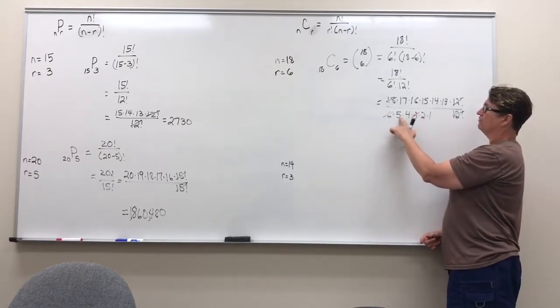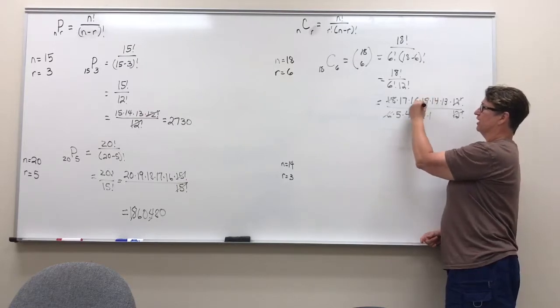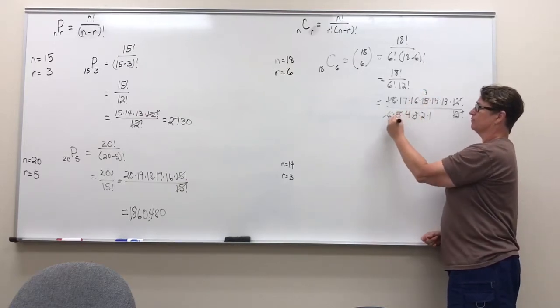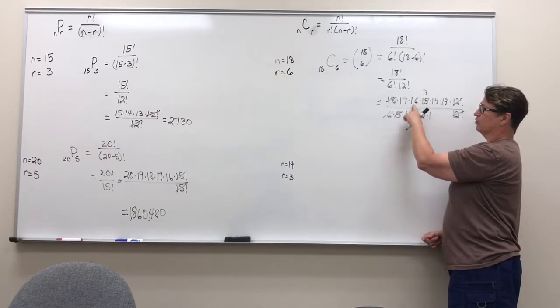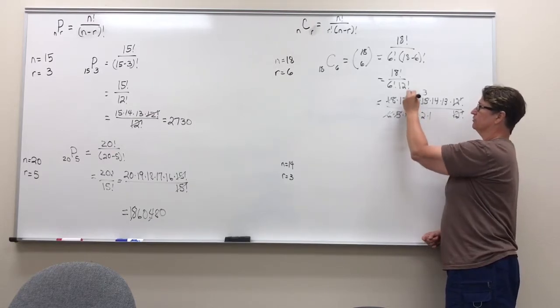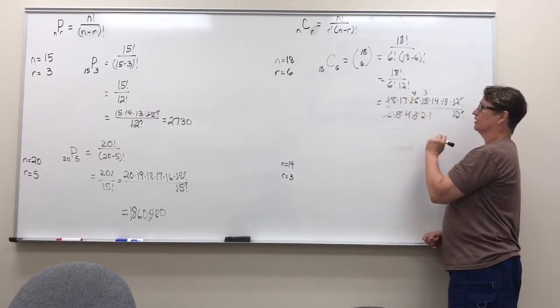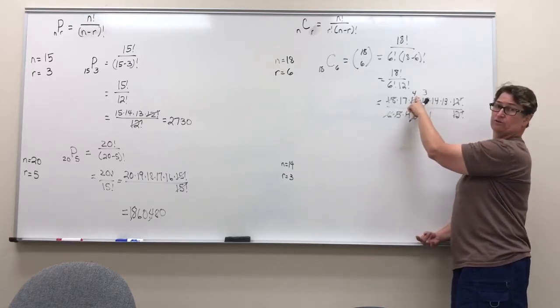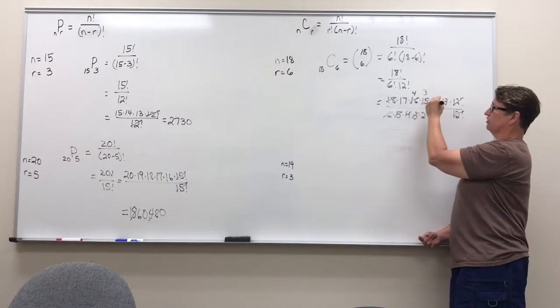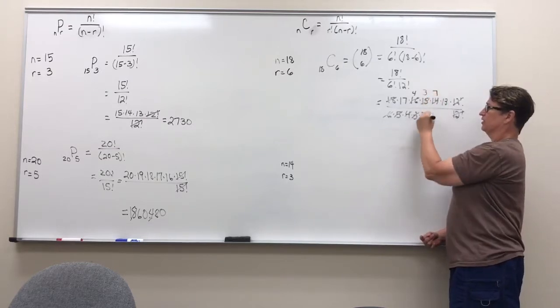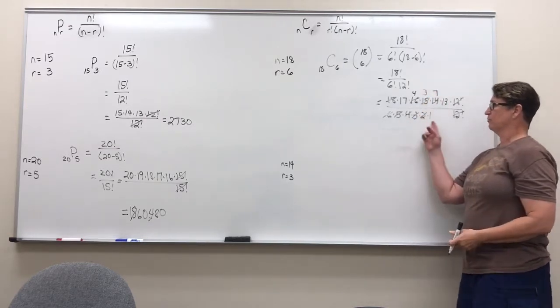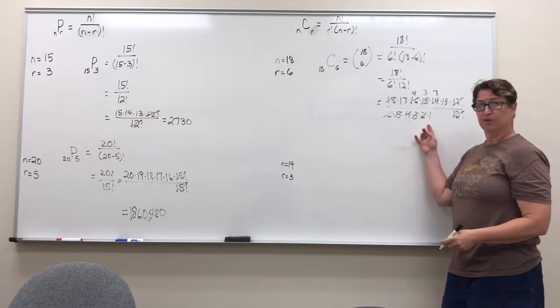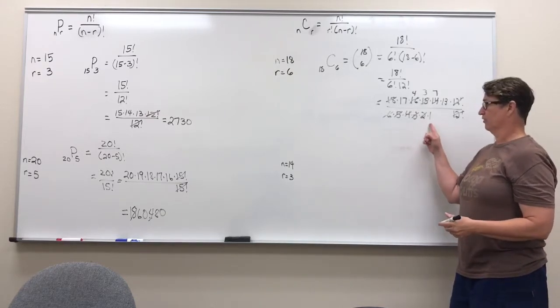This 5 can go into 15 3 times. The 4 can go into 16 4 times. And this 2 could either go into the 4 2 times, or it can go into the 14 7 times. Either way, notice I'm only left with 1 on the bottom. And all whole numbers have 1 on the bottom.